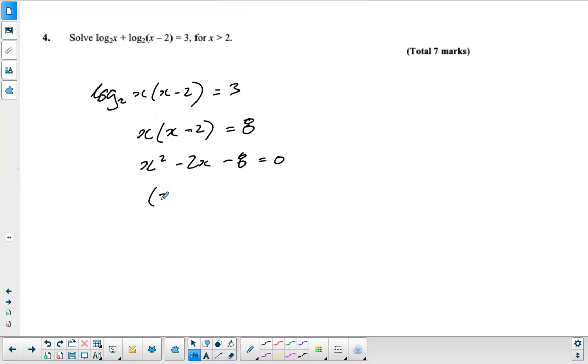And that will factor nice and simply to x minus 4, x plus 2 equals 0. And that gives us solutions of x equals 4 and x equals minus 2. But we can rule that one out because the question actually specified that x is greater than 2. So that's not a valid solution. The only solution is x equals 4.